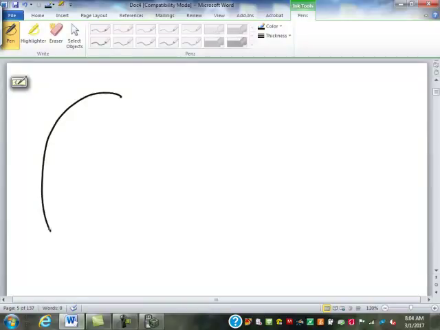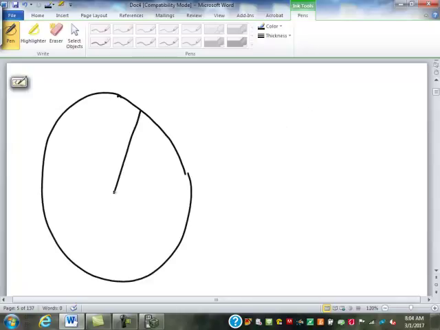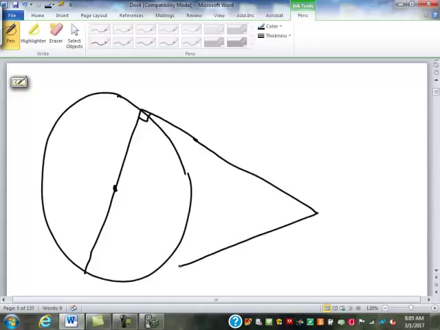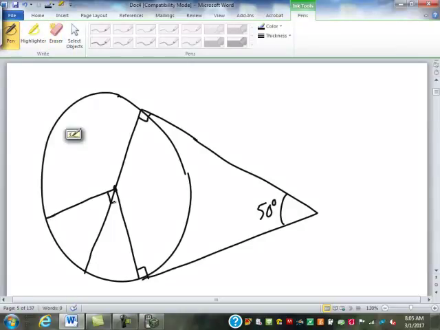So let's take a circle here. That's the center of a circle. That's a right angle there, so that's a tangent. I'm going to tell you that that angle out there is 50 degrees. I'll tell you, that's a right angle. I want to know what that angle there is.